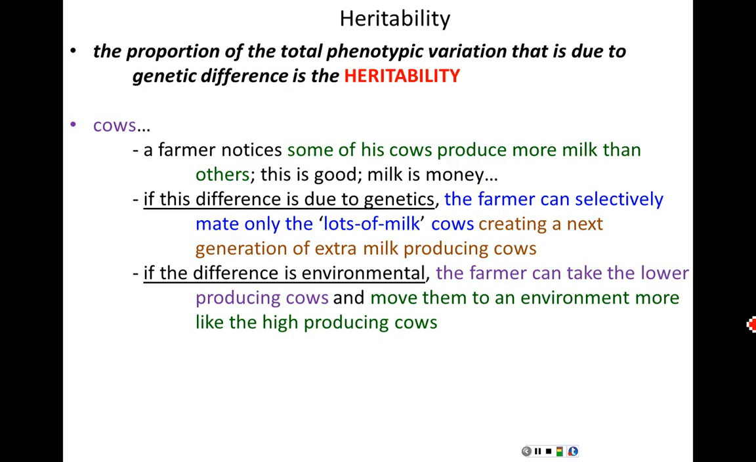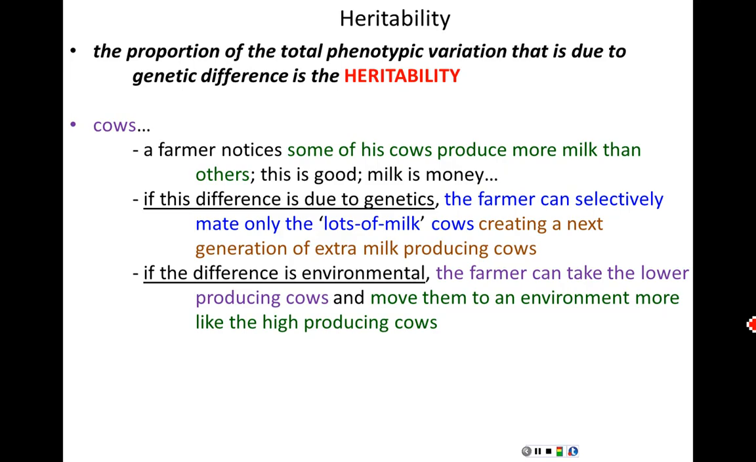But if the difference is environmental, the farmer knows exactly what he should do. He should pay special attention to the environment that the higher milk-producing cows are in. Do they spend more time indoors? Do they spend more time out of doors? Are they preferentially eating different types of feed? Are they getting to a different patch of grass? What are they doing differently? What are they getting from their environment differently that the less milk-producing cows are not getting? And then the farmer can simply take his lower milk-producing cows and move them into an environment that is much more like that of the high-producing cow.